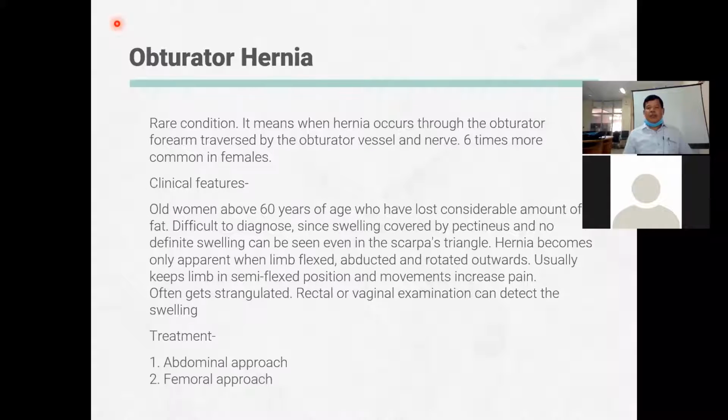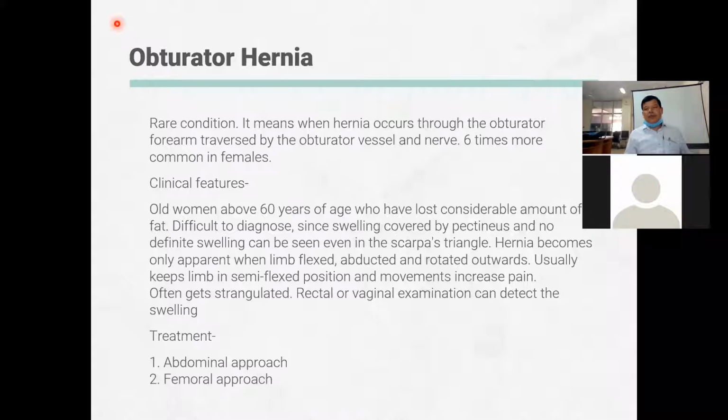It is medial to the femoral vessels, not only the femoral vessel, even the femoral sheath through which the femoral hernia develops. Here the hernia is only apparent when the limb is flexed, abducted and rotated outwards. Otherwise, in normal position, the hernia may not be prominent. So whenever a patient comes to us, they themselves will flex the limb, abduct it, and rotate the limb externally. Then only they can feel or see a swelling in these regions.